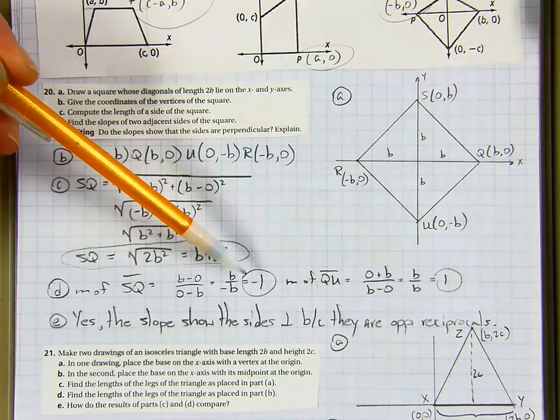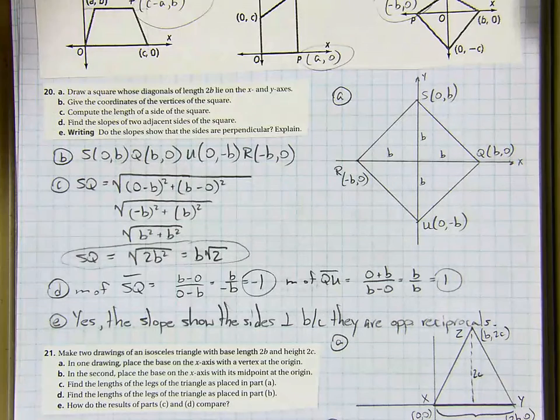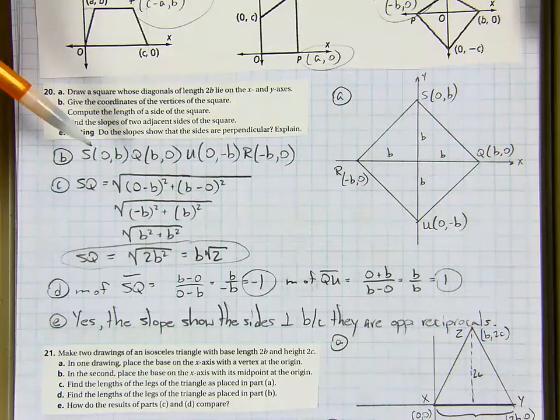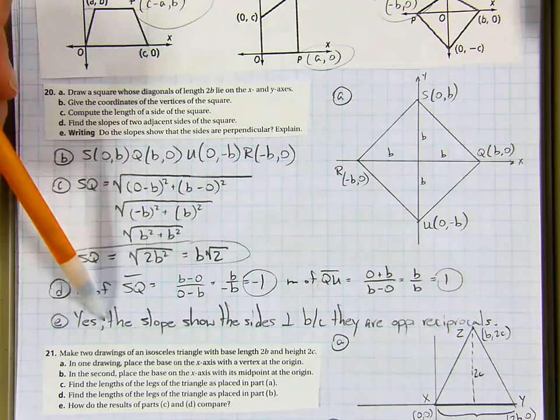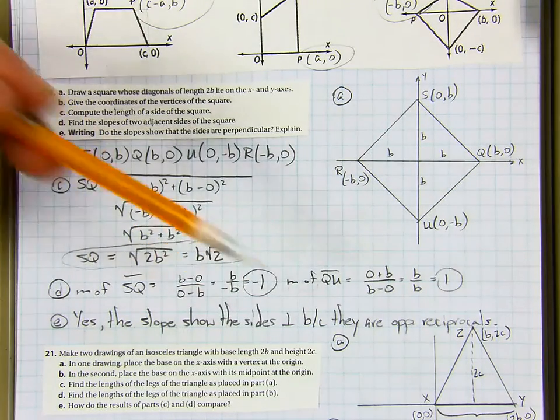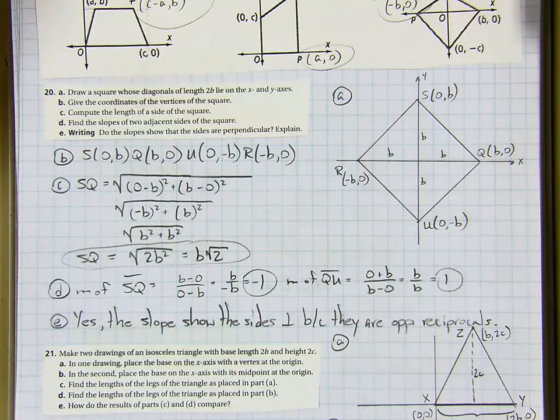Your slopes, one of them would have been negative 1, one would have been positive 1. Those are opposite reciprocals. Because it says next, do the slopes show that the sides are perpendicular? And the answer is yes. Slopes show sides perpendicular because they are opposite reciprocals. Okay, so that was number 20.